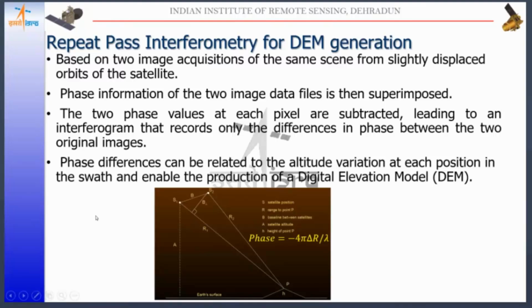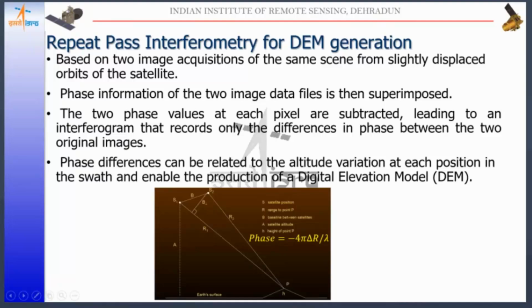It means in this repeat pass interferometry, we have two SARs displaced in the across track direction, and they see the same scene. So we have two images, so we have two phase images. Then from these two phase images, we have to find the phase differences, and from the phase differences we have to find the height of the terrain. So that is the normal procedure of deriving the digital elevation model.